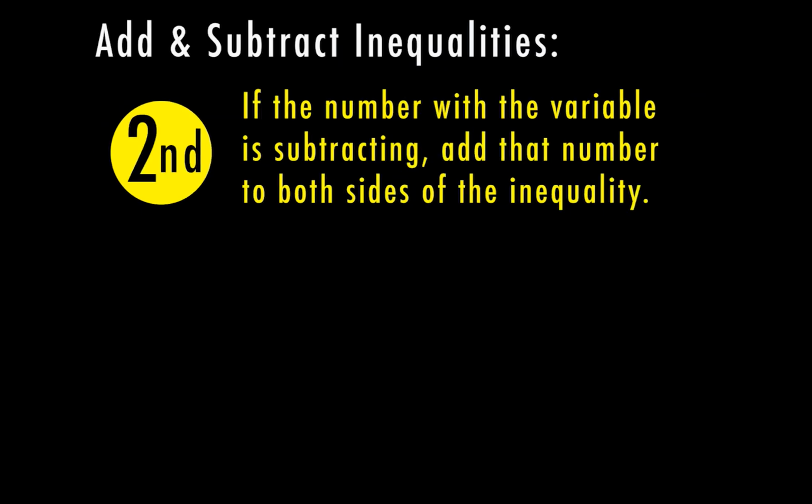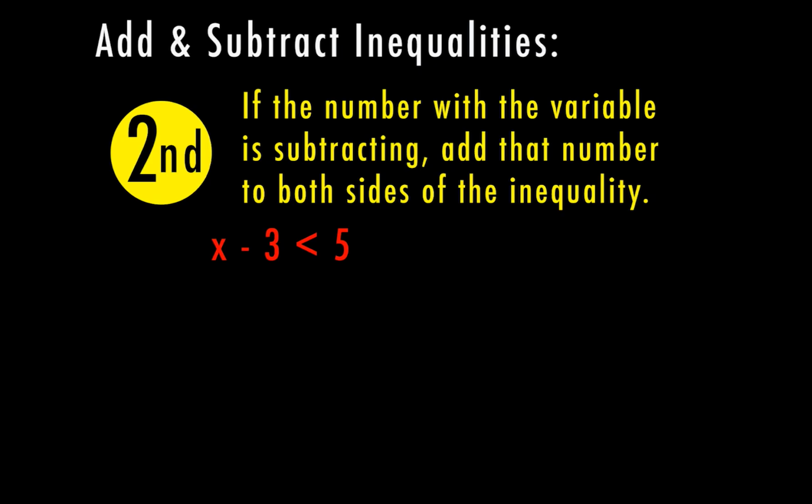So if the number with the variable is subtracting, we're going to add that number to both sides of the inequality. This is the same process as when we were solving one-step equations, but this time instead of an equal sign, we have an inequality sign. So it's the same process, but the meaning is that we could have multiple answers. It's not necessarily going to be one number that makes our statement true. So let's see what this looks like.